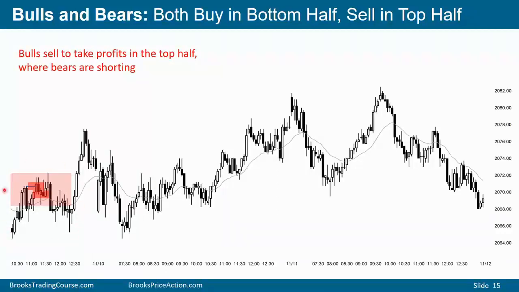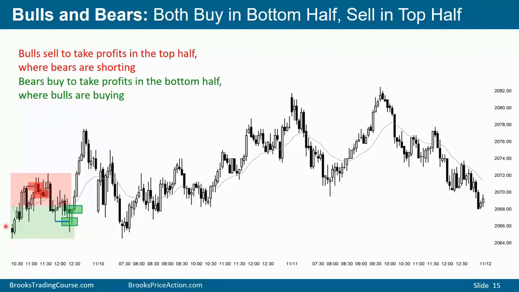At this point, the market's in a trading range right here, and this is the top half. Bears are going to sell in the top half, and bulls are going to sell out of their longs to take profits. And in the bottom half, the opposite is true. The bears are going to buy back their shorts, and the bulls are going to buy to get long.